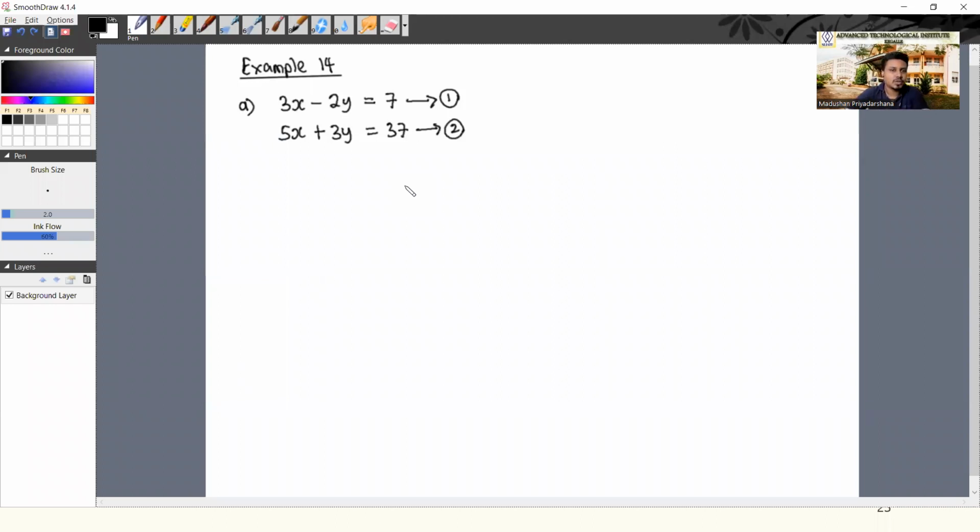So here what have you chosen, x or y? X, sir. Right. So let's make the absolute value of x similar. So 3 and 5 is there. The common multiple is 15. Yes. So to make this 3x into 15x, what we need to do?